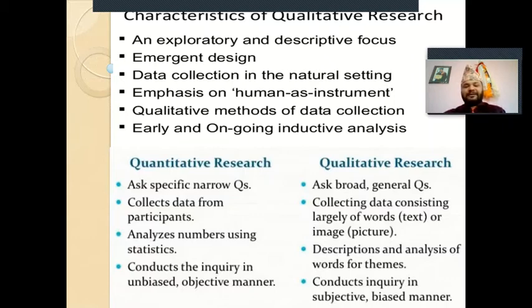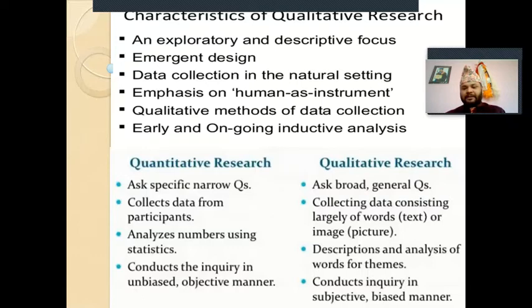These are the differences between quantitative and qualitative research. In quantitative research, the fundamental principle says ask specific, narrow, specified, testable questions. Ask broad and general questions in qualitative research. It collects data from participants, data consisting largely of words, text, or images or pictures. Data means a more specific form of information that is testable, that is verifiable.